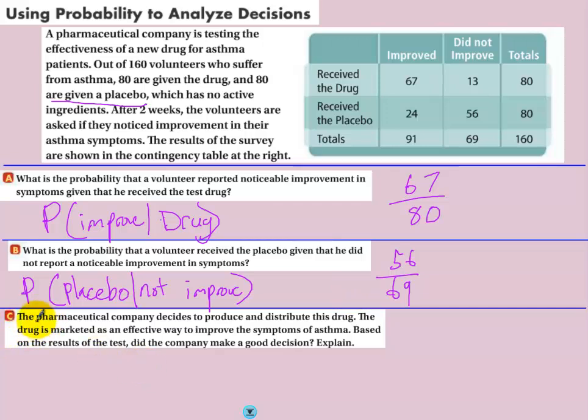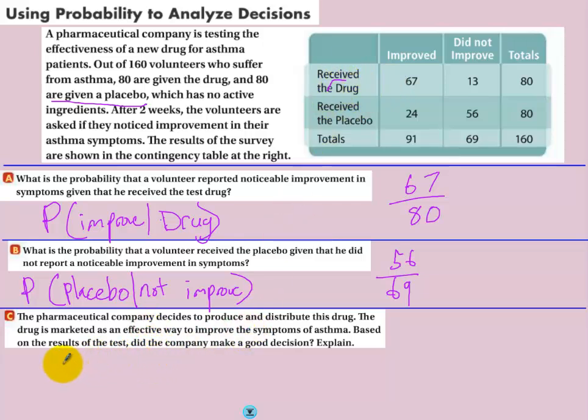Now, this part's interesting. A pharmaceutical company decides to produce and distribute the drug. The drug is marketed as an effective way to improve the symptoms of asthma. Based on the results of this test, did the company make a good decision? And explain. So I'm looking at the results. So I want to look at what percentage improved from those that had the drug and the placebo.